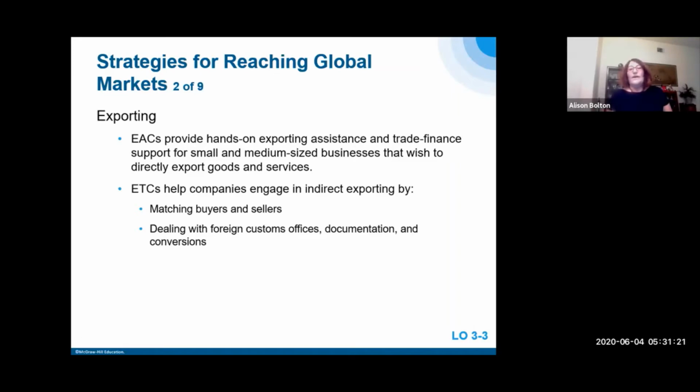And then those who are engaged in direct or indirect exporting versus direct import exporting, based on matching buyers with sellers. So brokers and agents do this work for us, and the ETCs help build that bridge. So you actually just stay at your office, they go out and do the work for you, and they bring those people to you. And it's really helpful. It takes care of all the customs offices, the documentation, and the conversions.